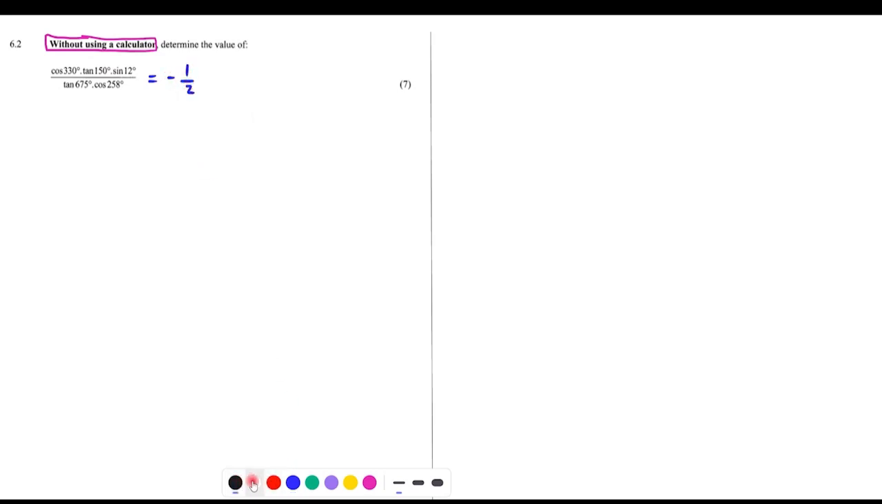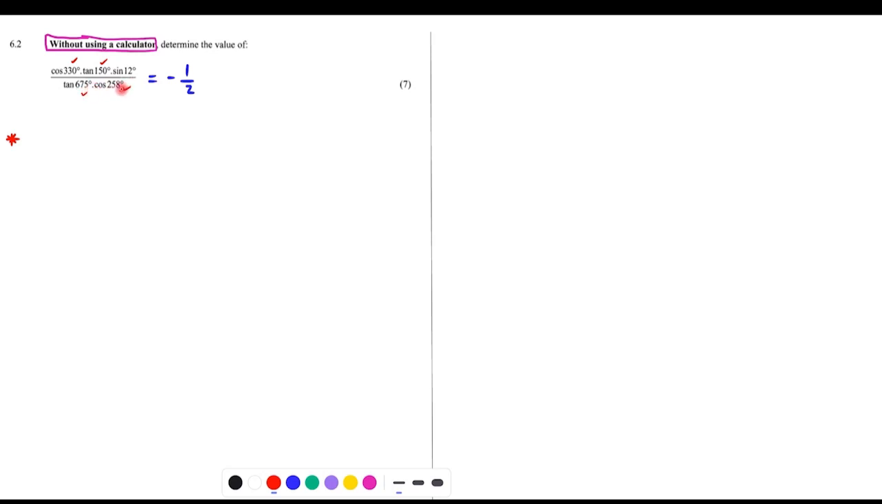Now just like we did earlier, the first thing that we do is check for negative angles, right? As you can see there, we don't have negative angles, so we're going to move straight into reduction, right? Now what is reduction? In reduction, we're looking for angles that are more than 90 here. Angles that are more than 90, I can see 330 is more than 90, 150, 675, and 258, right?